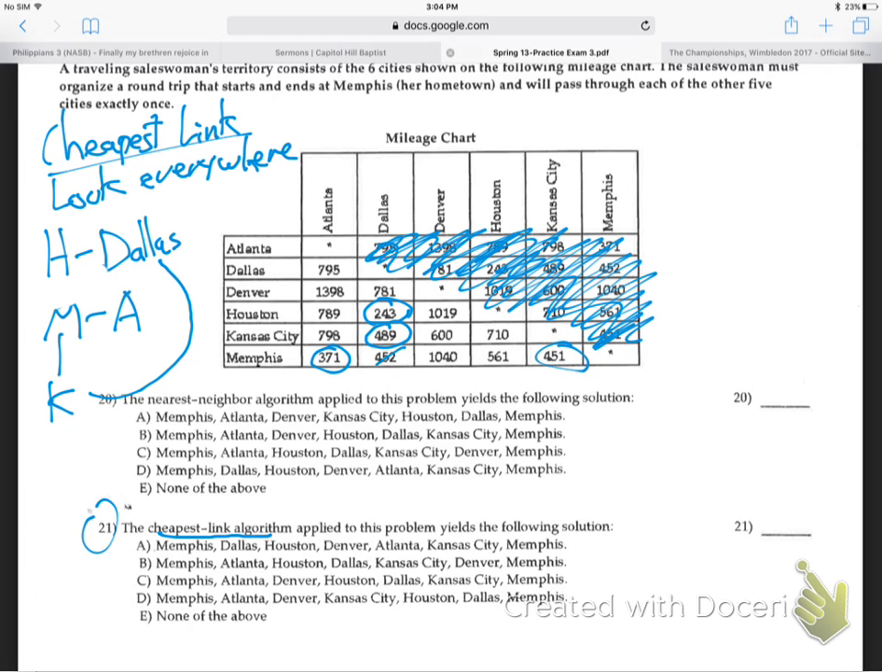Isn't it 561? 560. Can I take 561? That's a Memphis, Houston. Memphis, Houston, right there. Is that okay? No, that's 3 hits. See that? If I do Memphis, Houston right here, that's 3 hits on Memphis again. No, can't have that one. Cross off the 561. Keep going. What's the next one?